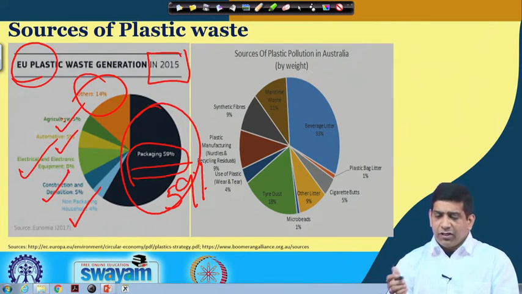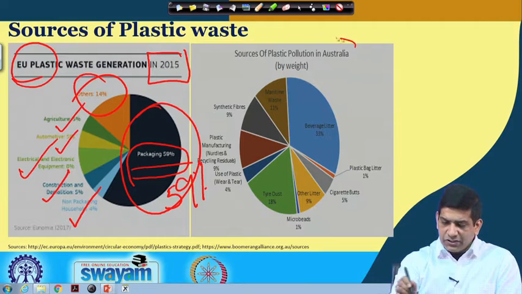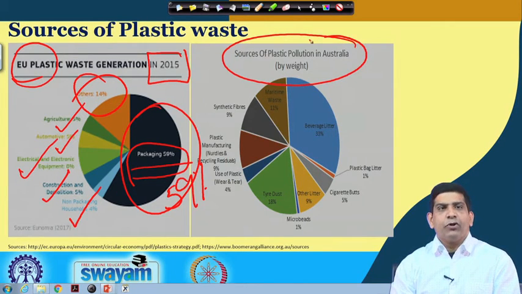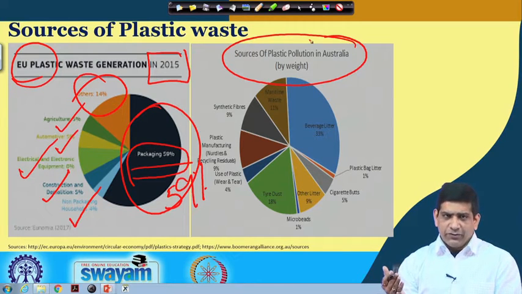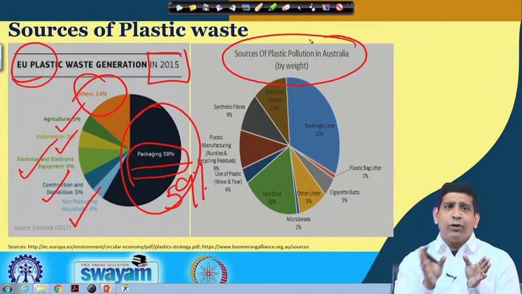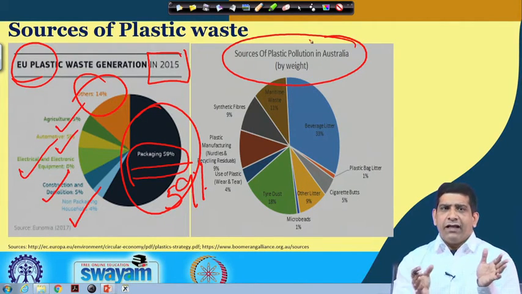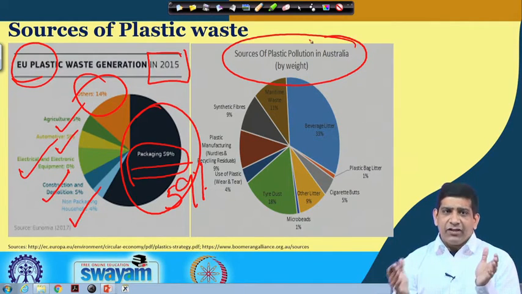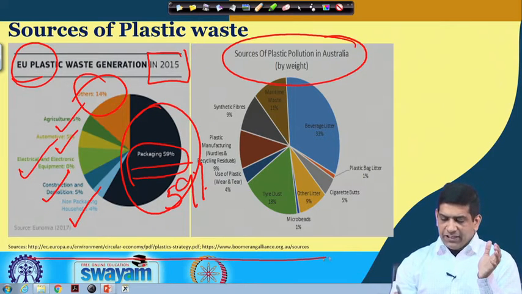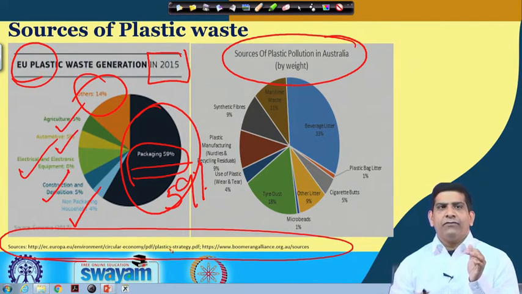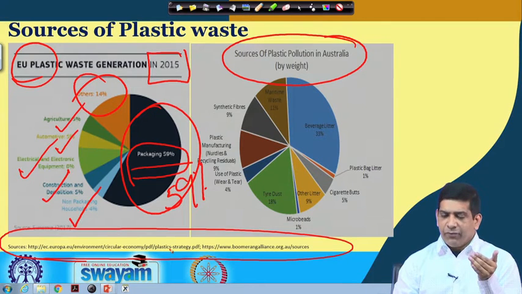Now, there was another report from Australia where they looked at the sources of plastic pollution by weight. As I told you, we're looking at both Indian as well as global examples, whatever different reports we could find. As you know, there is no textbook on this particular subject, so we have prepared these slides using information from a variety of sources, and at the bottom of each slide we do have the source there for you to go and look at more information.